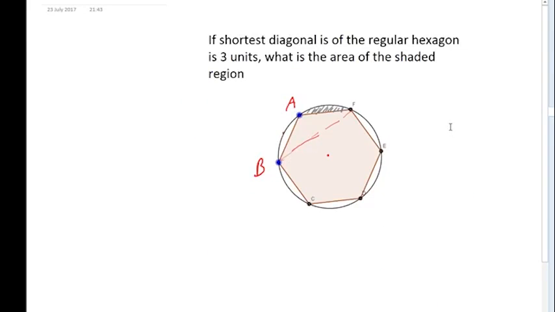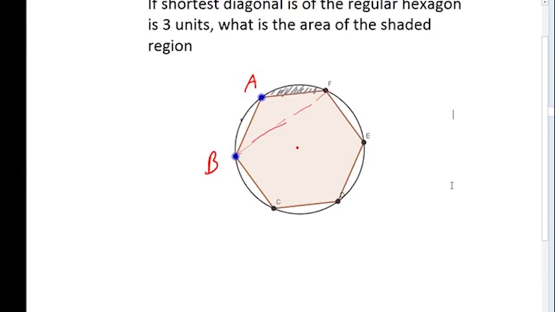Let's look at this question. Here we have to do a bit more work. Same concepts will apply, staying on the topic of having regular shapes around a circle or dividing a circle. There is a regular hexagon, all sides equal, inside a circle, and its shortest diagonal is 3 units. This one will be the shortest diagonal. A hexagon will have other diagonals also, like this longer one, but this is the shortest diagonal, and its length is given as 3 units.